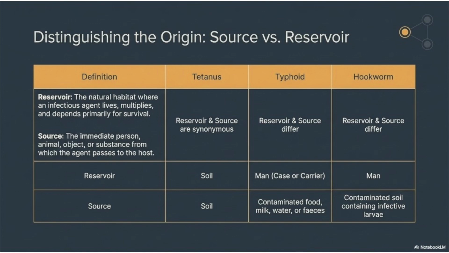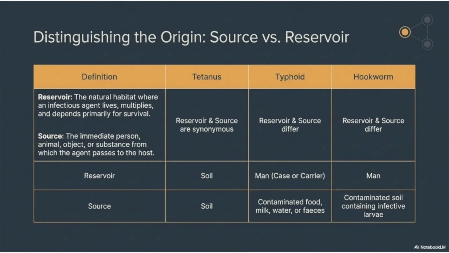For example, in tetanus, both are the soil. In other diseases, they differ. In typhoid fever, humans are the reservoir, whereas contaminated food, water, milk, or feces act as the source of infection. Similarly, in hookworm infection, humans are the reservoir, but contaminated soil containing infective larvae becomes the source.